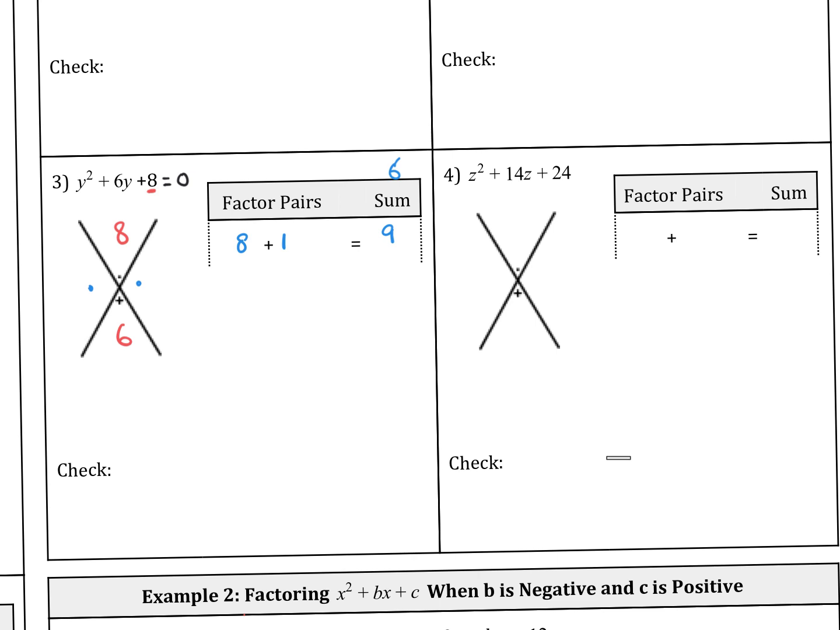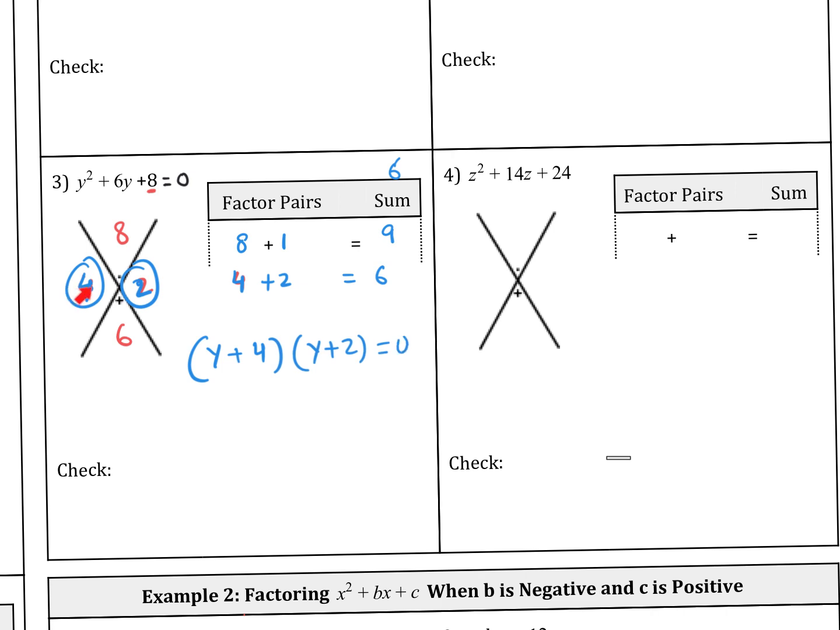Let's say it is 4 times 2. When you multiply 4 and 2, you get 8. And when you add them, 4 and 2, you get 6. So this is the one that is going to work, 4 and 2. You write it into a factor form, or it is called multiplication of two binomials. So you can write this as (y plus 4)(y plus 2) equals 0.